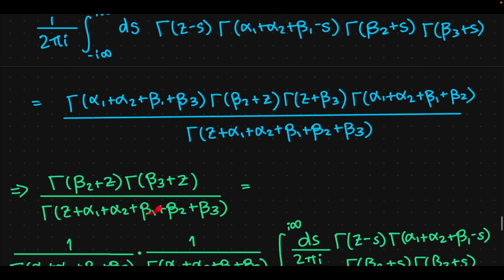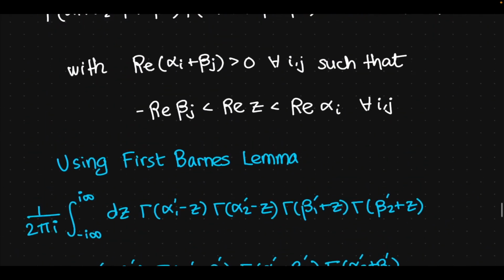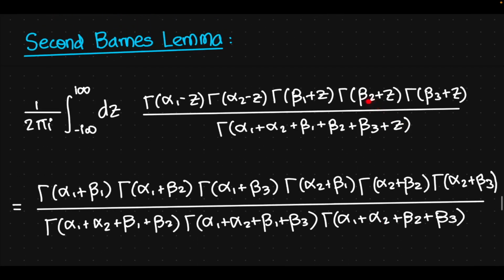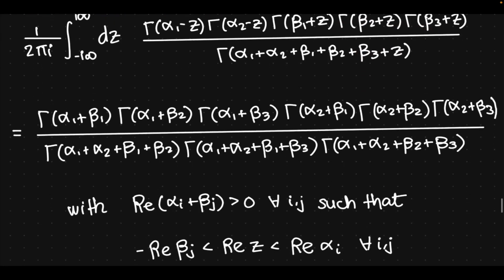So what is this in the green? Well, that is actually just the last two terms of the statement of Barnes lemma. It's gamma of beta 2 plus z and gamma of beta 3 plus z divided by the denominator. It's just those. We can rewrite them in terms of this integral in s.